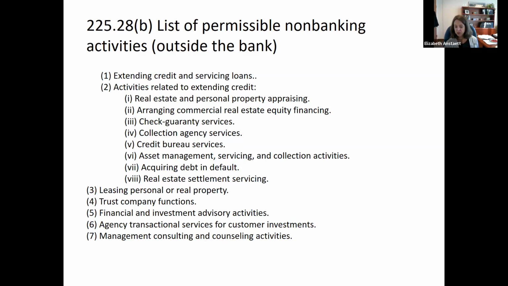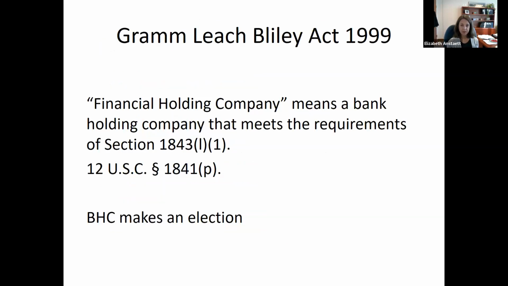So the big change came in 1999 with the Gramm-Leach-Bliley Act. And we had the creation by law of a financial holding company, which is essentially a bank holding company that meets certain requirements, which we'll discuss, and then makes the election. The requirements mean you're the best kind of bank holding company. You're very secure, very financially sound. And so this was a new type of holding company.